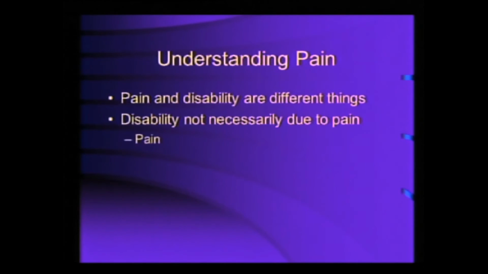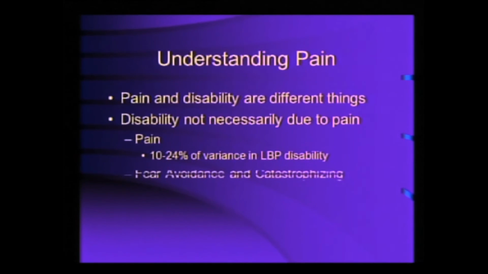There are several psychological modeling studies of why people are disabled from their chronic low back pain. And it's very curious because when you look at them, pain accounts for about 10 to 24% of the variance in low back pain related disability. Whereas fear avoidance and catastrophizing, two distinct psychological characteristics, account for more than a third of the variance in disability. So it isn't necessarily that even though they had pain, they're disabled because of their pain.